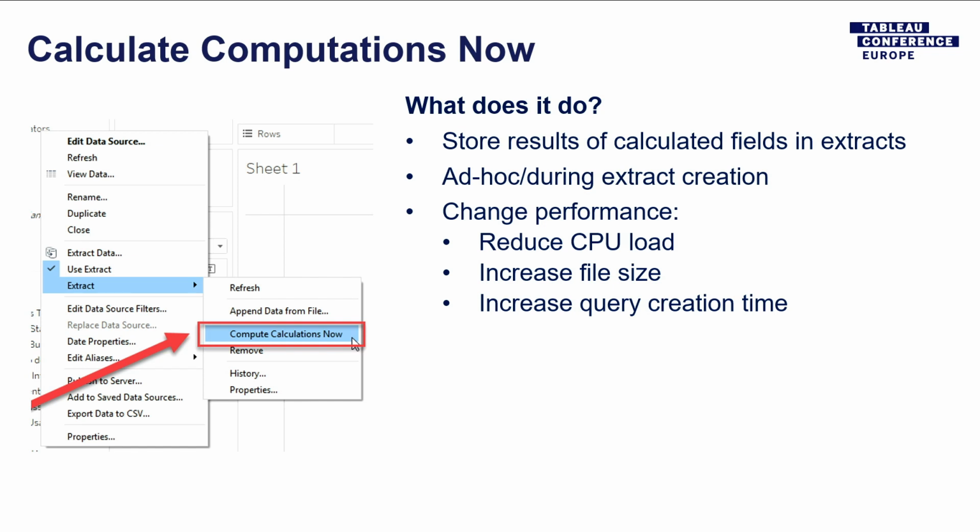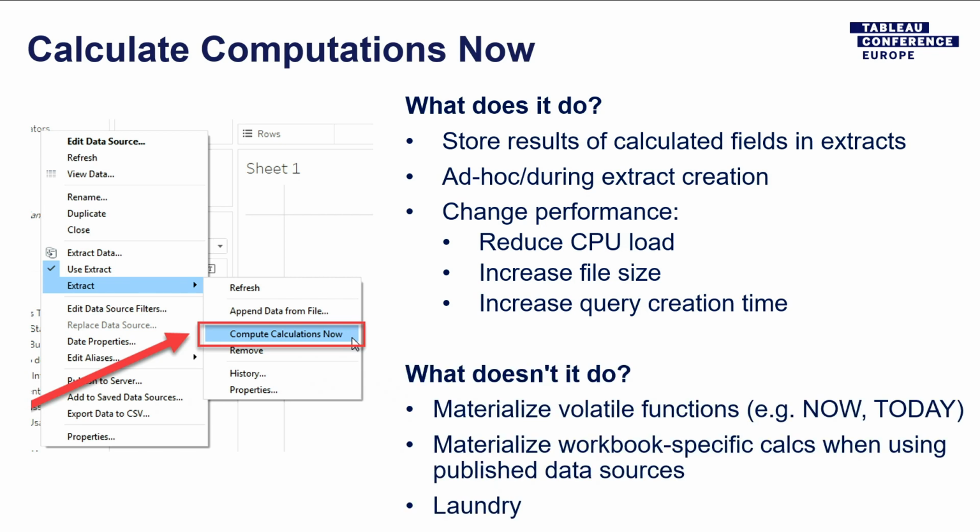It doesn't do everything. It's unable, for instance, to materialize volatile functions. Those are functions like now or today, that return the current point in time. This cannot be calculated ahead of time. So if you have calculated fields that contain those kinds of functions, the whole field will not be materialized, and you shouldn't wonder why nothing changes if you have those functions.